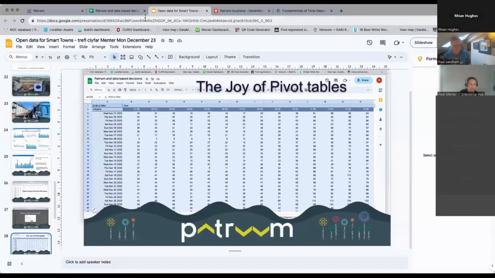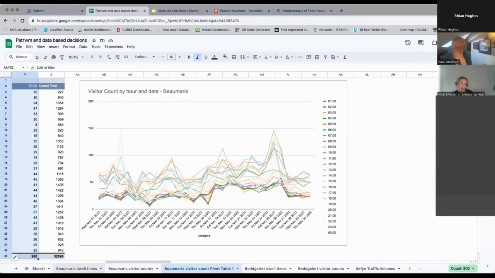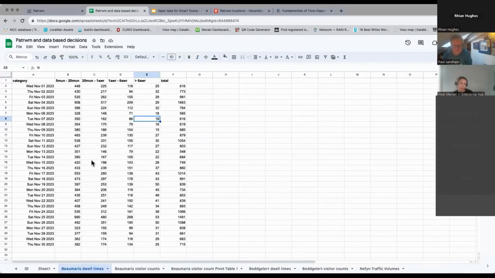So if I now go back to the sheet and share the screen again, here we go. Right, so this is the sheet I'll be sharing with everyone. So hopefully you can see this. This is the Beaumaris dwell times. So what it's done here, sorry, the date formatted itself into English for some reason. It will just come out as a numeric. So I was using the system in Welsh, so it's bringing out the data in Welsh. The only thing I've added is a total field. So this data is just fresh from Patrwm for the period of the 1st of November to the 30th.